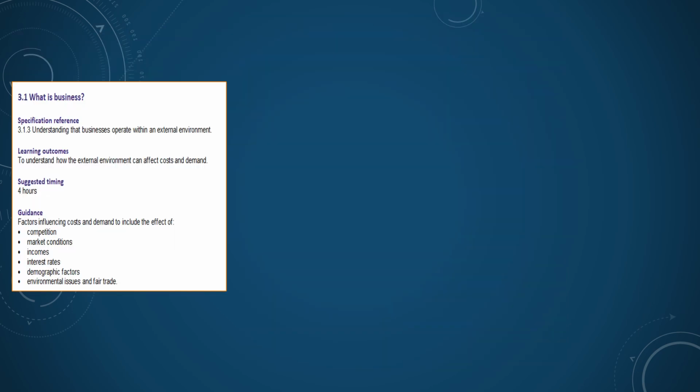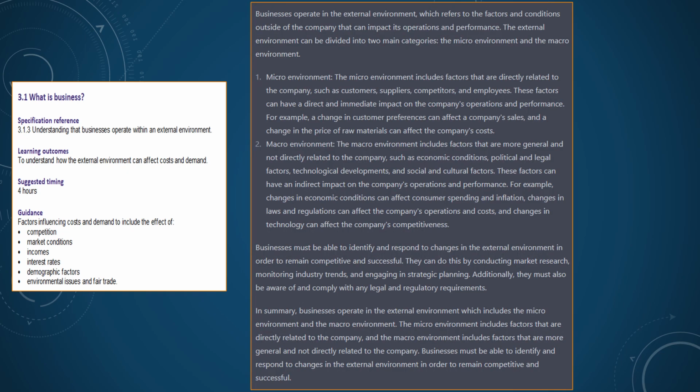Okay, so we're going to move on to 3.1.3, understanding that businesses operate within an external environment. The learning outcome is to understand how the external environment can affect costs and demand. So first of all, you need to really understand what is meant by the external environment. So you could have a business, but it is impacted by what goes on outside in the real world, if you like, looking at things like the microenvironment and the macro environment.